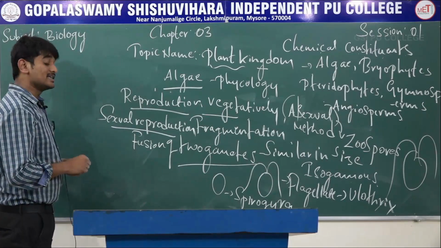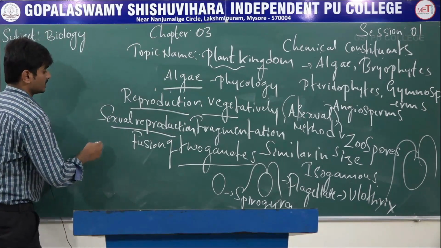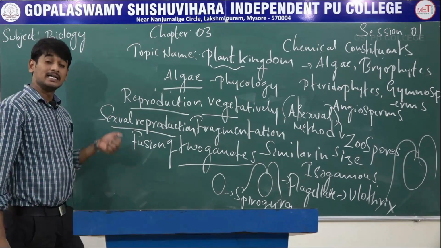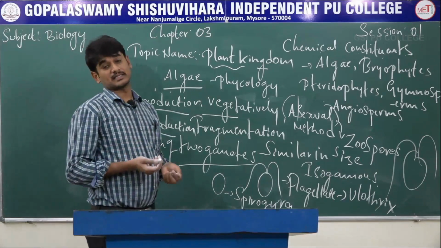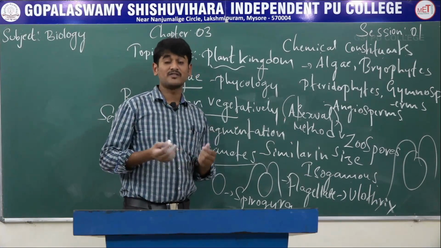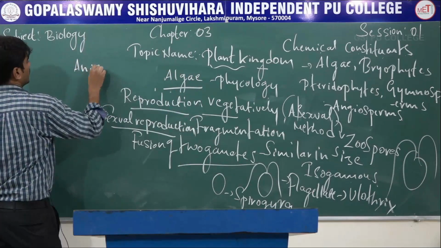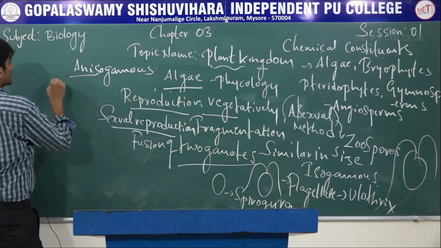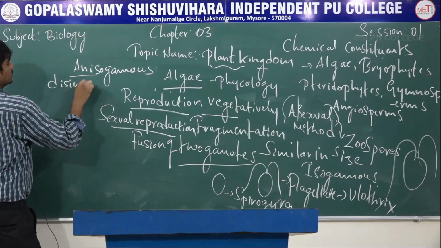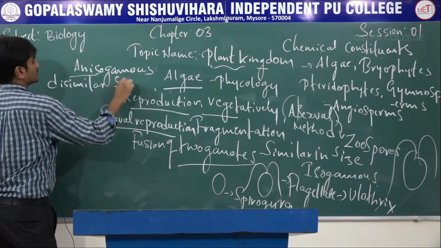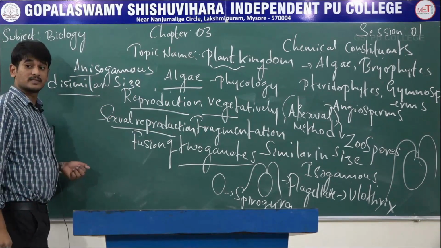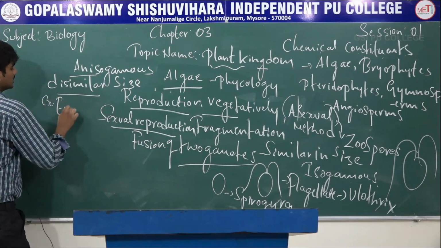Anisogamous is also a type of sexual reproduction, but in this process gametes of dissimilar size are fused. Anisogamous means dissimilar size of gametes. Example, Eudorina.